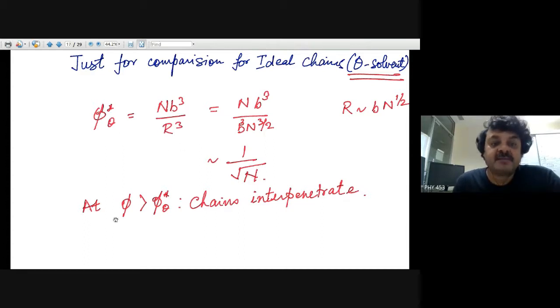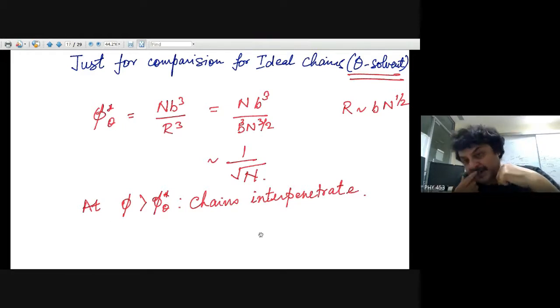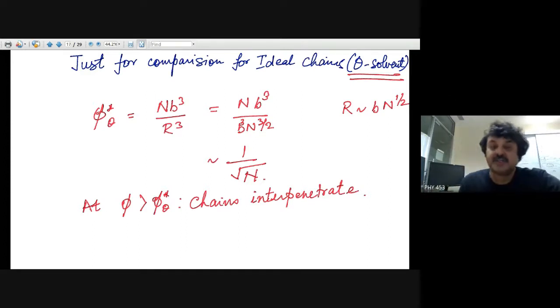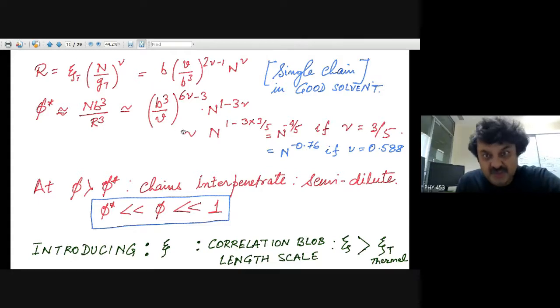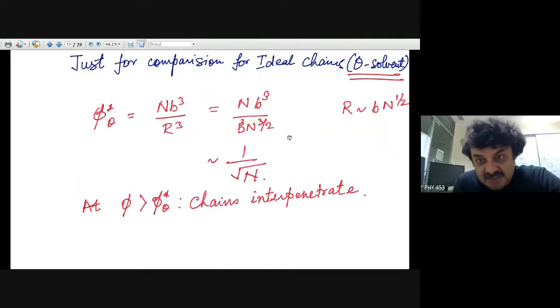And when phi becomes greater than phi star theta for the theta solvent, then chains start interpenetrating, and you get a semi-dilute solution. But this was just a diversion, to remind you of the difference in scaling of how phi star goes as a function of N for a good solvent, and this is for a theta solvent.